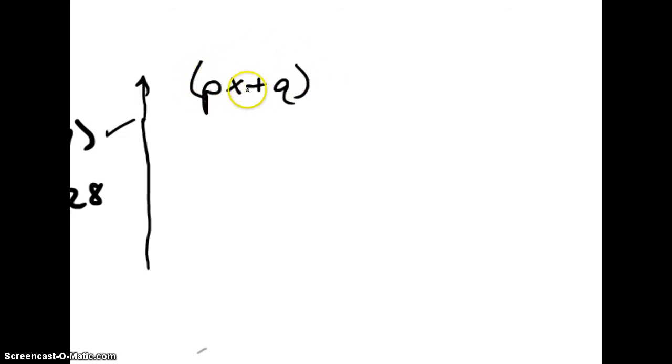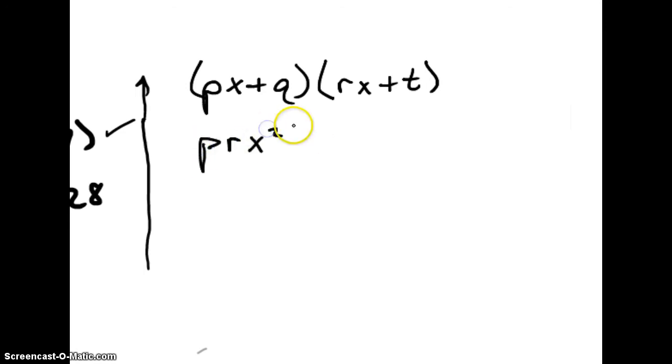Okay, let me start with a random binomial. And this p could stand for any constant, and this q could stand for any constant also. And, I'm sorry, p is any coefficient in front of the x, and q is just a constant. And let's say we have rx plus t. Again, another linear binomial. And let's expand this out.